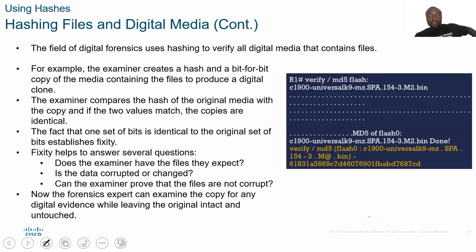The field of digital forensics uses hashing to verify all digital media that contains files. For example, the examiner creates a hash and a bit-for-bit copy of the media containing the files to produce a digital clone. The examiner compares the hash of the original media with the copy, and if the two values match, the copies are identical. The fact that one set of bits is identical to the original set of bits establishes fixity.